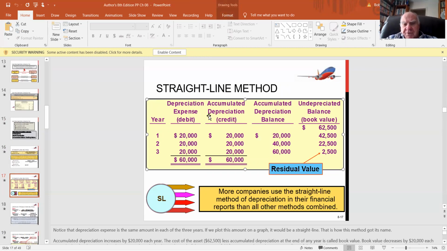The first 2 columns represent your journal entry. You're going to debit depreciation expense for 20, credit accumulated depreciation, et cetera, et cetera. You do that for 3 years. Look at over here now. Your accumulated depreciation balance. Well, after the first year, it was 20,000. After the second year, it was 40,000. And at the end of the final year, you fully depreciated the asset. 20, 20, 20, 20, 40, 60.